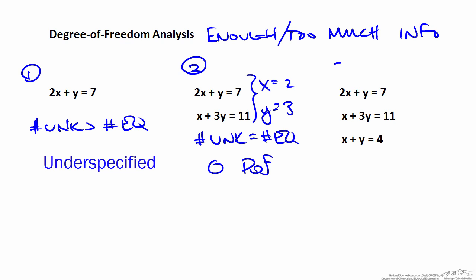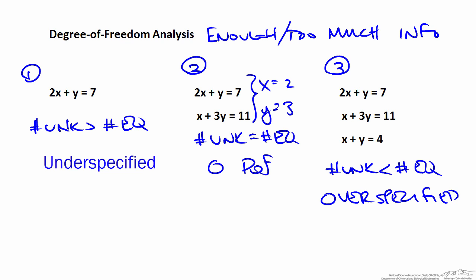In our third scenario, we still have our two unknowns of x and y, but here we have 3 equations. So we have a different scenario where the number of unknowns is less than the number of equations, and in this case, we are overspecified. If we have an overspecified system, we can get results for our unknowns that are inconsistent.